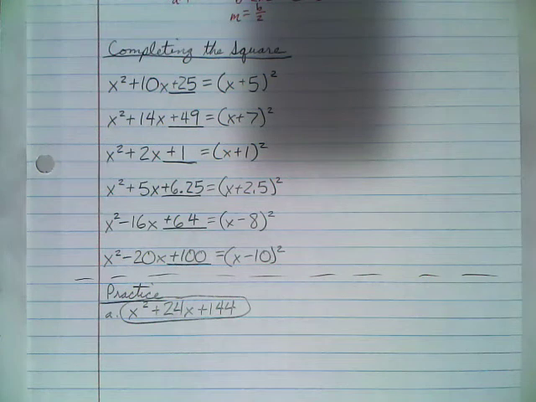So the problem did not ask us to turn it into the square of a binomial. So that's it. That is the completed perfect square.